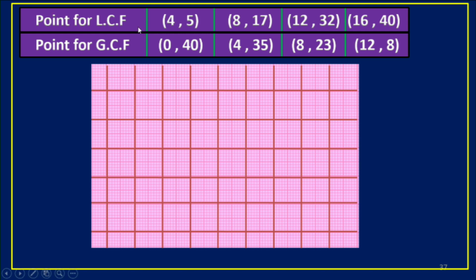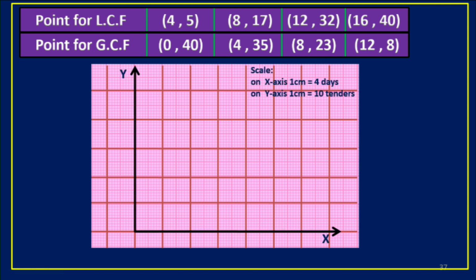I am taking here points for LCF and points for GCF. X-axis, y-axis, I am taking here the scale. On the x-axis 1 centimeter equals 4 days, on the y-axis 1 centimeter equals 10 tenders. Okay children, now 0, 4, 8, 12, 16, 20, multiples of 4. 0, 10, 20, 30, 40, 50, multiples of 10.